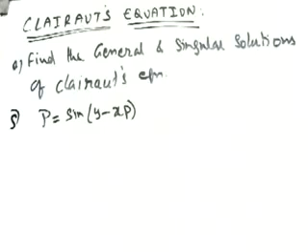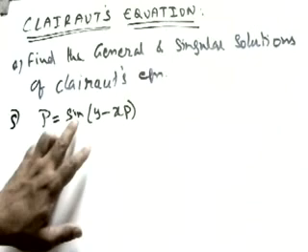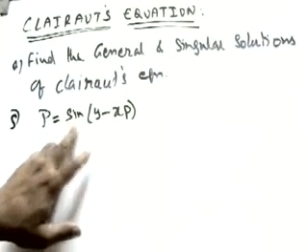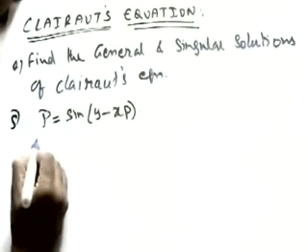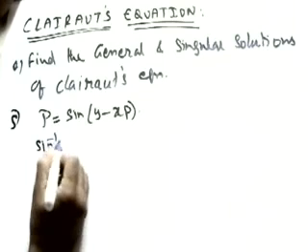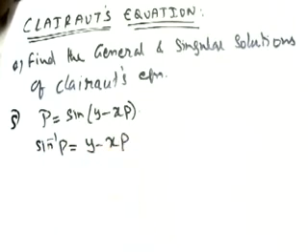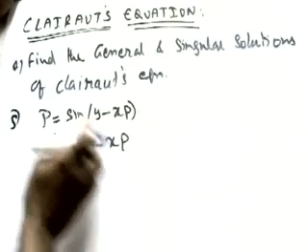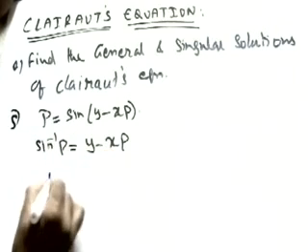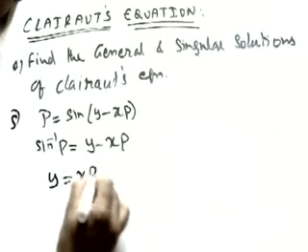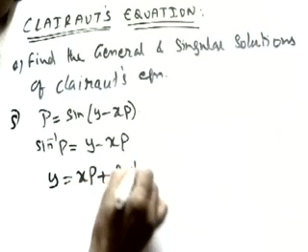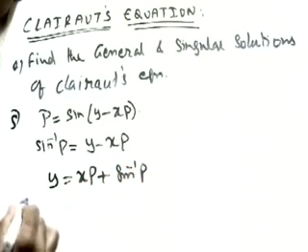Now see the next question. Find the general solution and singular solution of the equation. We have to change it a little to get into the Clairaut's form. Bring this sign here, it will be sine inverse p. So sine inverse p equals y minus xp. Bring this minus xp on the other side, it will be plus xp. So y equals xp plus sine inverse p.